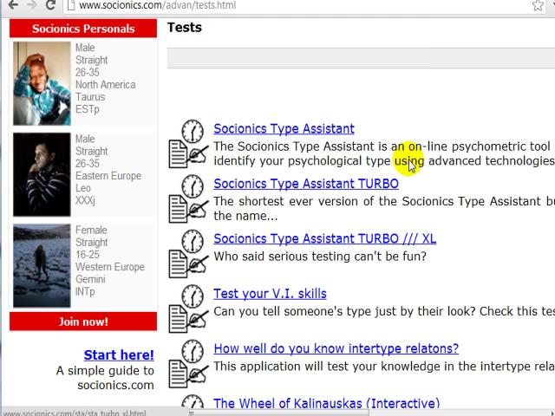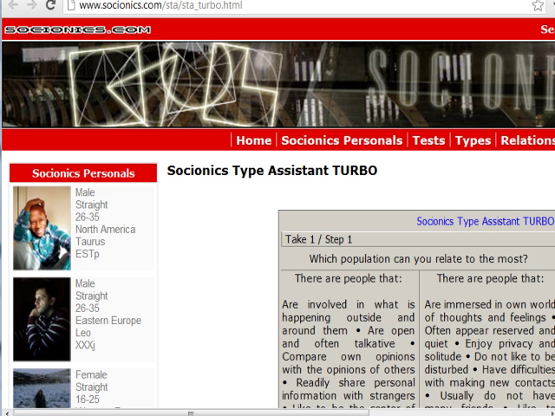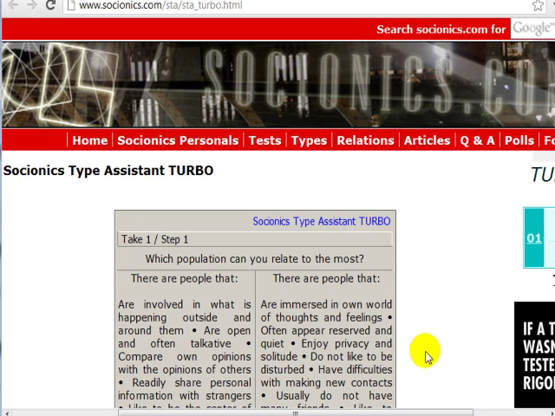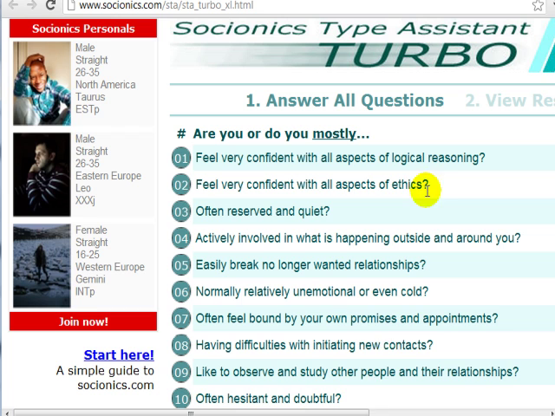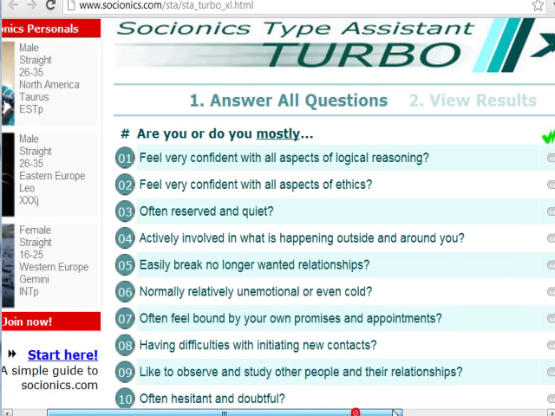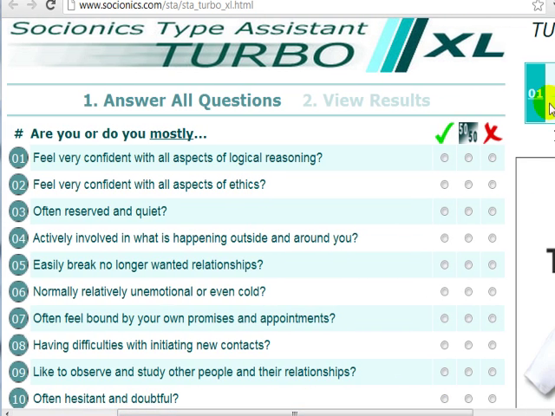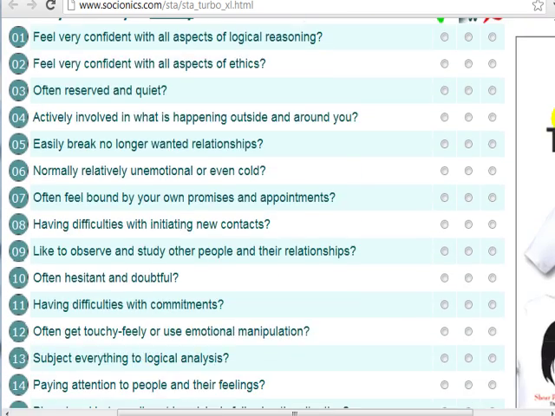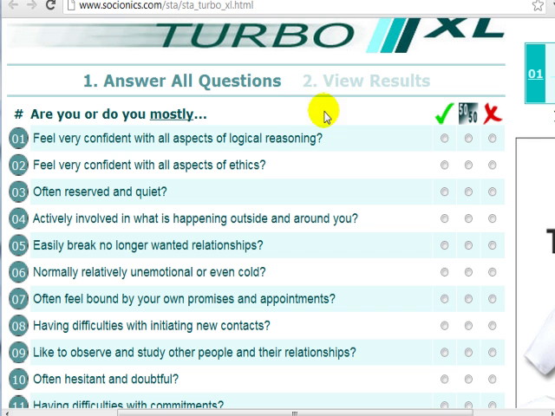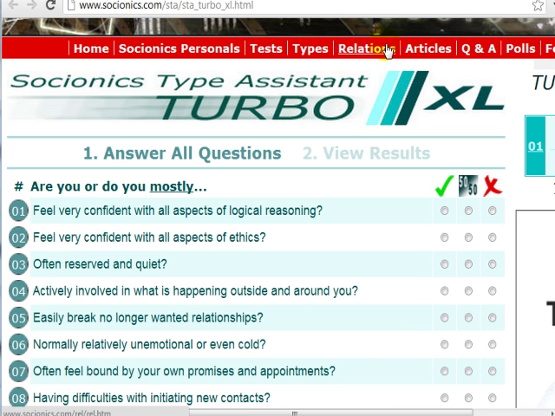Now I'm going to open up these 2, and for the sake of time we're going to be taking this test here, the Socionics Turbo. The Socionics Turbo XL is actually what I recommend that you take. It's a 54 question test. It's not too long, but it'll give you a more accurate result.